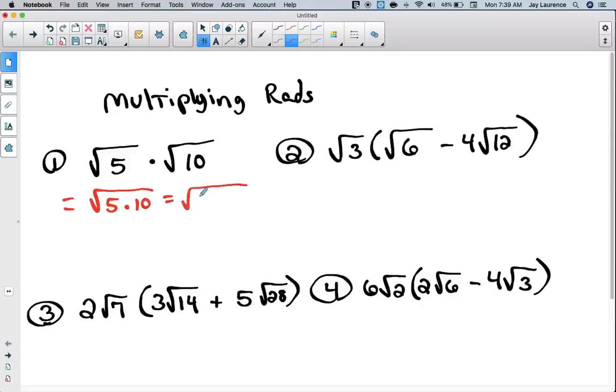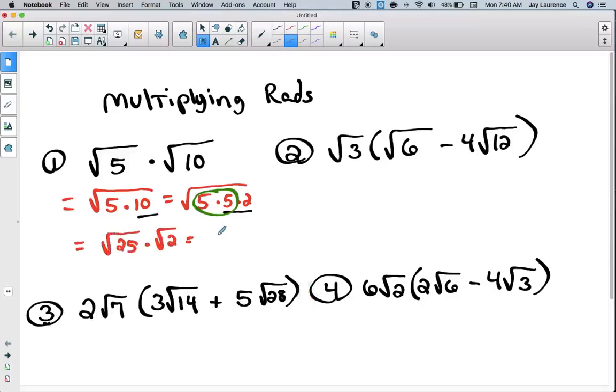And so I'm going to think about it like this in my head. 5 times 2 under the rad, where this 5 times 2 is coming directly from the 10. Well, why would I do that? Well, because I've got a perfect square sitting right there. I've got a 25, right? So now what I have in the problem is the rad of 25 times the rad of 2, which is 5 rad 2. And I'm done, because I can't break down rad 2 anymore.